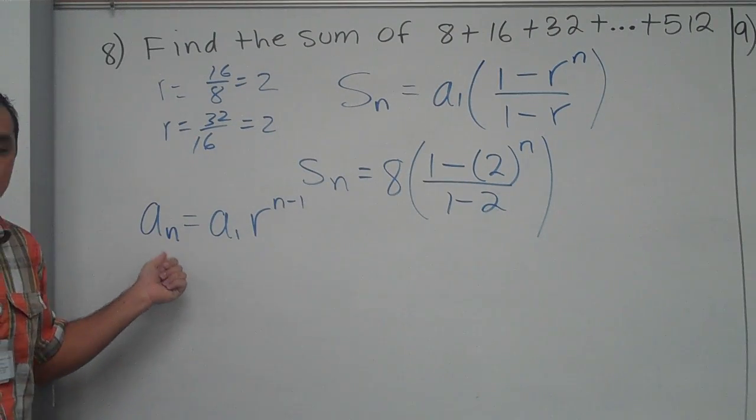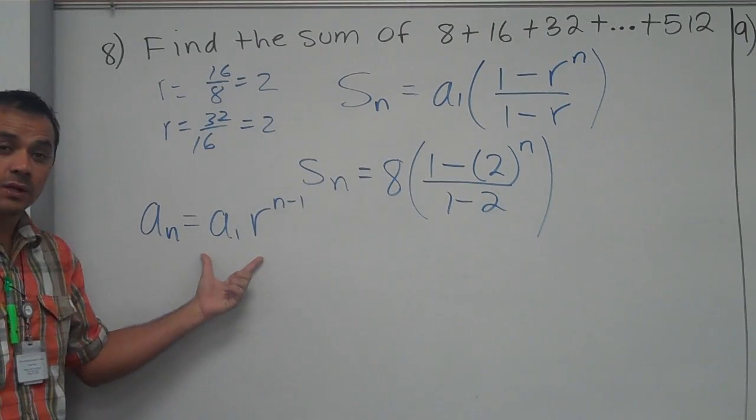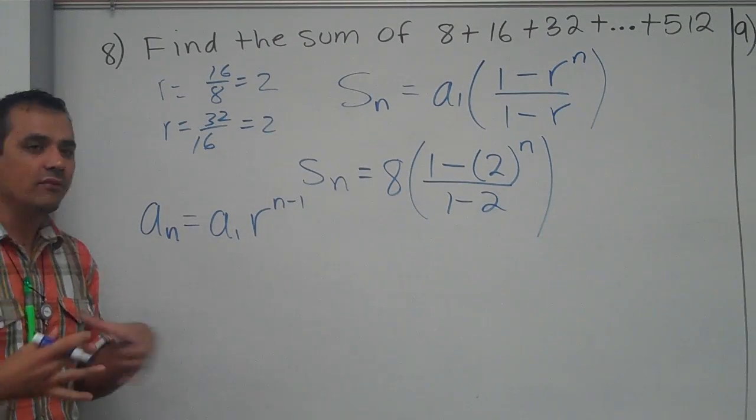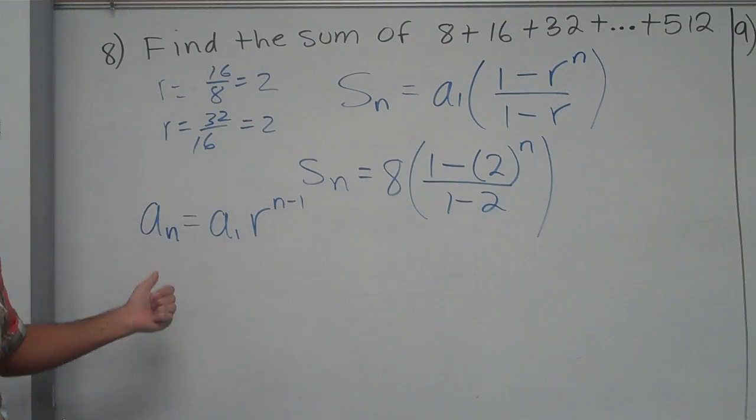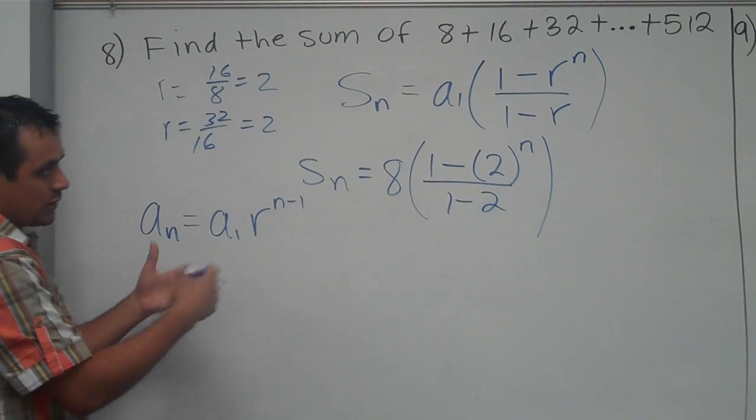Remember, this gives you any term in your sequence. This is the generic formula, or the generator, that gives you whichever term you want to know. So let's plug everything in and see what we have. So a sub n is basically whichever term I'm looking for.